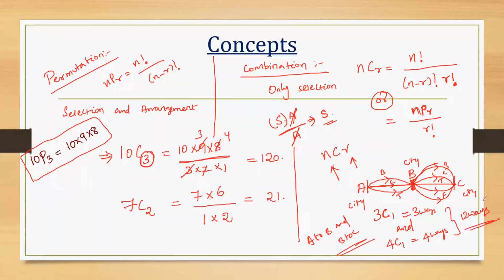Is it clear? So we are choosing, out of 3 ways, we are choosing one. Is it clear? Now, shall I clear this one? The next concept.